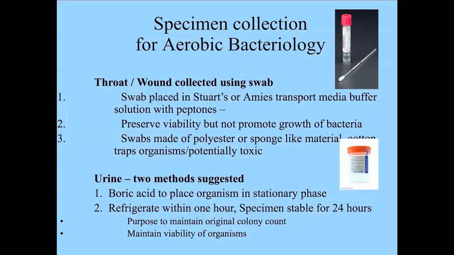When we get urine, there's two methods that we usually get urine submitted to the laboratory. One of the most common things done is some kind of suspension into a stationary phase with the use of boric acid. With urine cultures, we're normally doing quantitative assessment, so we do not want the numbers of organisms to increase. So you can use boric acid to put the organisms into a stationary phase during transportation, and then once they're onto solid media, they will continue going about growing their merry way.